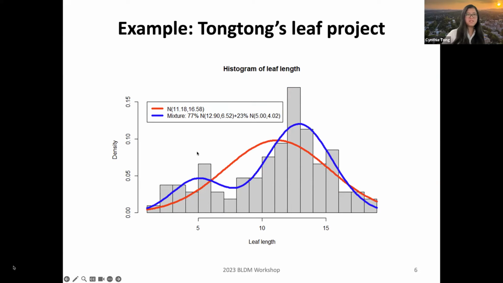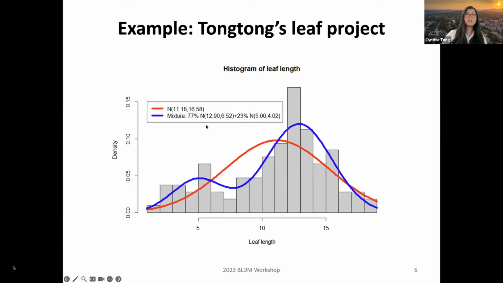And here's the result. You can see that if I just fit one normal distribution curve, the sample mean is 11.18 and the variance is 16.58, but the curve of the one normal distribution really doesn't fit the data, right? Instead, for the mixture model, well, this is actually from the Bayesian analysis, okay? So based on the analysis, we have two categories specified.